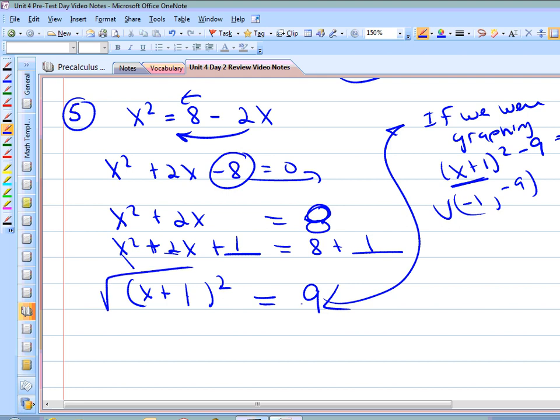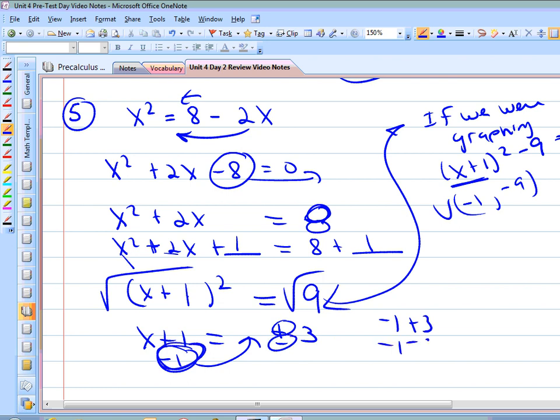So we're going to extract the square root by square rooting. We get x plus 1 equals positive or negative square root of 9, which is 3. And then we're going to subtract this 1 and put it in front. Remember how I like to do this. We have negative 1 plus 3, and we have negative 1 minus 3. Negative 1 plus 3 is 2. Negative 1 minus 3 is negative 4. So our x values are 2 and negative 4. And go Bearcats.